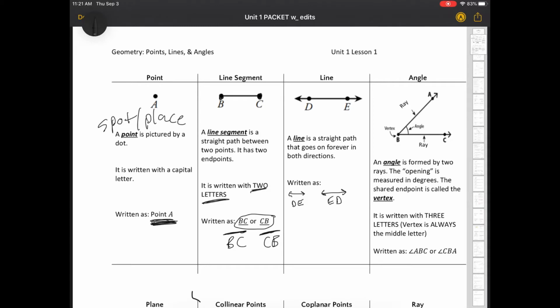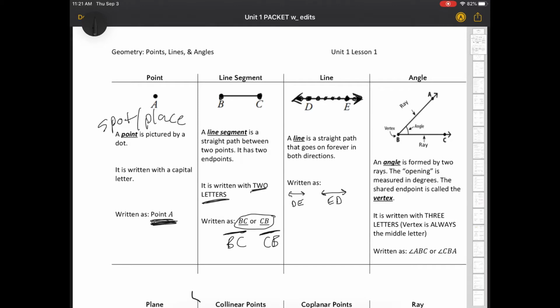Now for the next one, onto a line. A line is a straight path that goes on forever in both directions. Here you see we have 2 points just labeled on the line. We could actually draw an infinite amount of points in between, or after the points. It does not matter. The main concept is that it goes on forever in both directions.